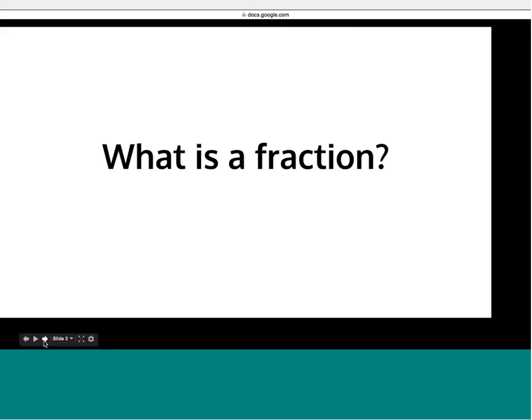Jennifer, here are some of our first responses. A rational number. Another response is part of a whole. So we'll have some more coming in a minute as people share what is a fraction. Another person says a ratio, an explanation for a part of a whole. Another response is a comparison, part to whole, or a comparison between numbers.